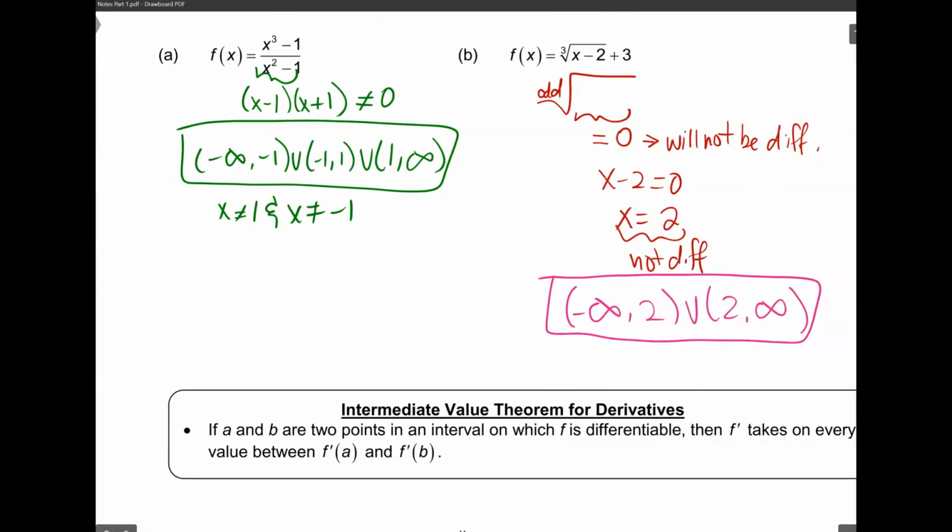And lastly, the intermediate value theorem for derivatives. If a and b are 2 points on an interval where our function is differentiable, literally that means at every point you can take a derivative. You have a single slope for every single point. Then the derivative graph takes on every value between the derivative at a and the derivative at b.